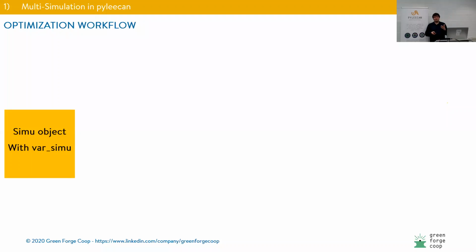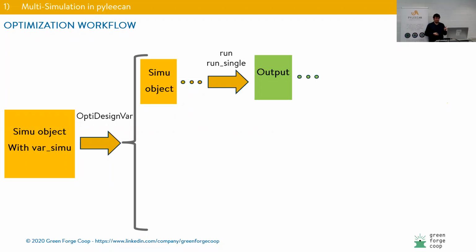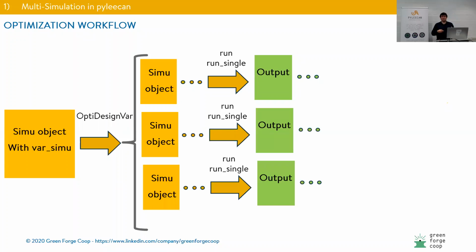For the workflow, it's a bit different from the VarParam. So we still have a reference simulation, but this time it's not run. We just call the design variables to define a list of simulations. We run all of the simulations to have the corresponding outputs. And then according to the optimization algorithm that you have defined, it will define a new set of simulations that we run to have outputs, and so on.